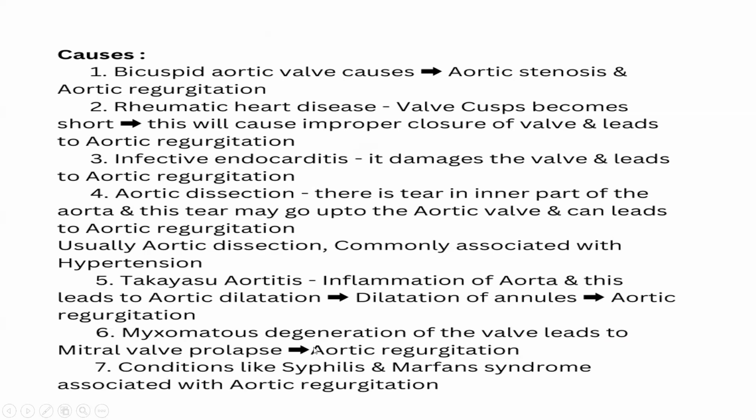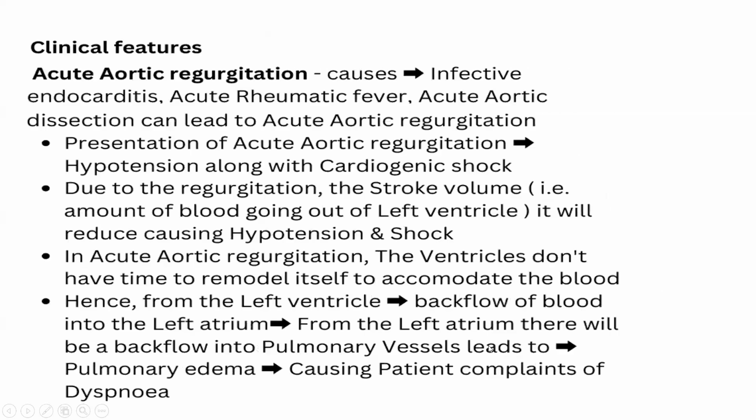Then myxomatous degeneration of the valve leads to conditions like mitral valve prolapse and aortic regurgitation. Conditions like syphilis and Marfan syndrome are also associated with aortic regurgitation. So if they ask you a question regarding the causes of aortic regurgitation, you need to understand these causes.